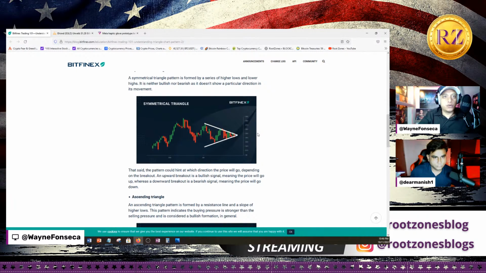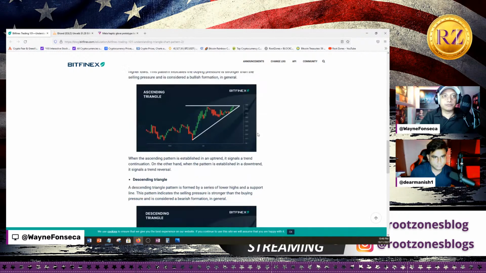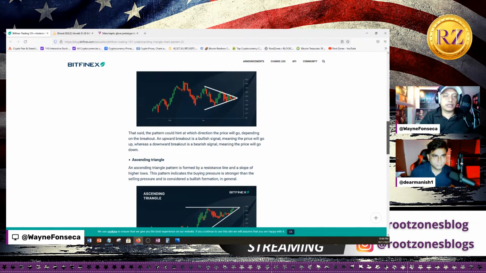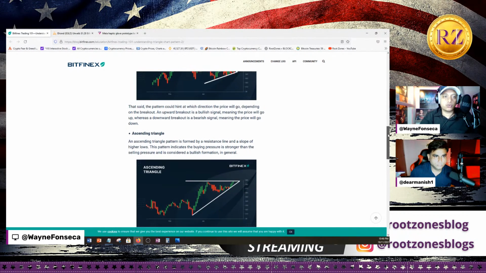And it's neither bullish nor bearish, as it doesn't show a particular direction in its movement. However, that said, the pattern could hint at which direction the price will go depending on the breakout. An upward breakout is a bullish signal, so if it breaks above this, it's actually bullish, meaning the price will go up. Whereas a downward breakout is bearish, meaning the price will go down.